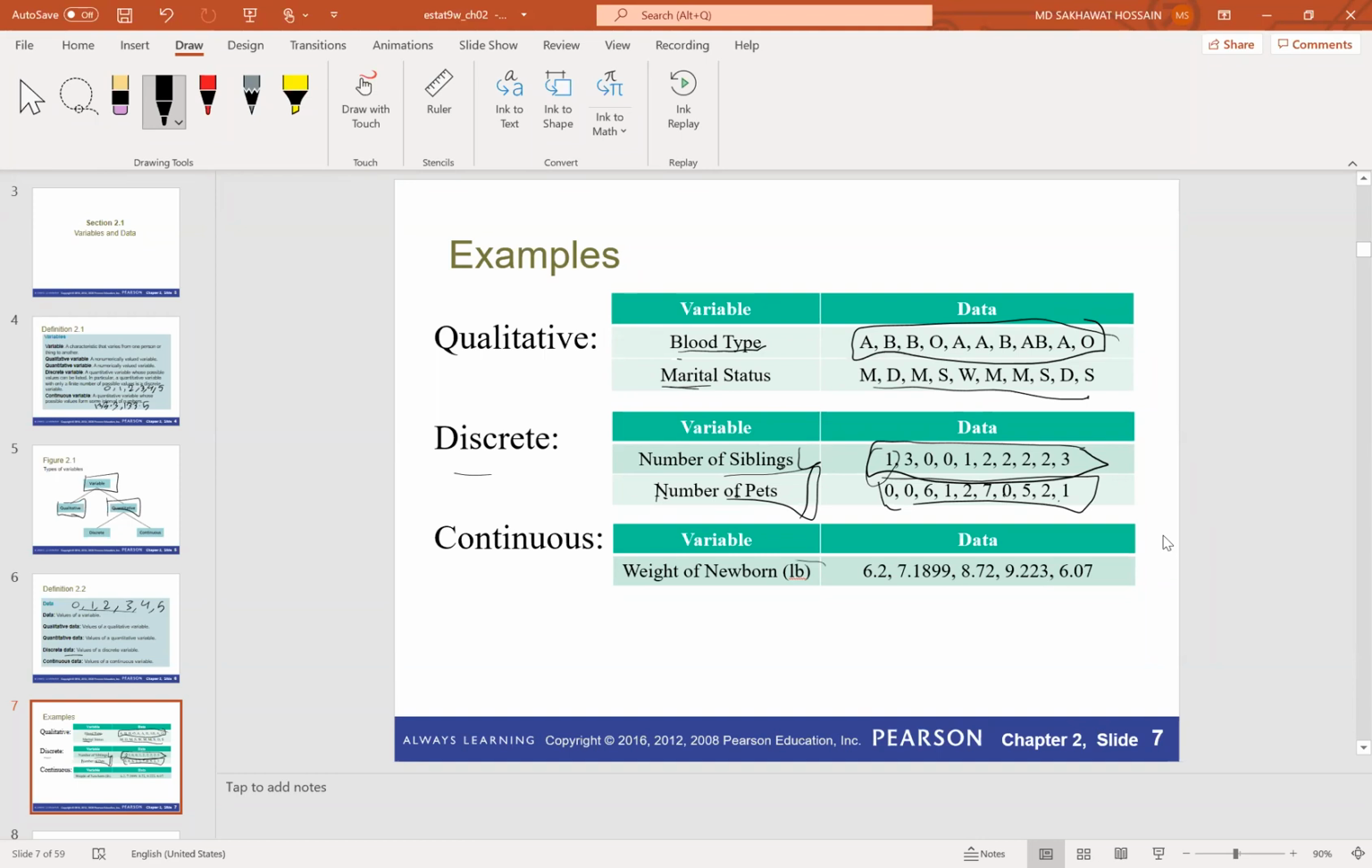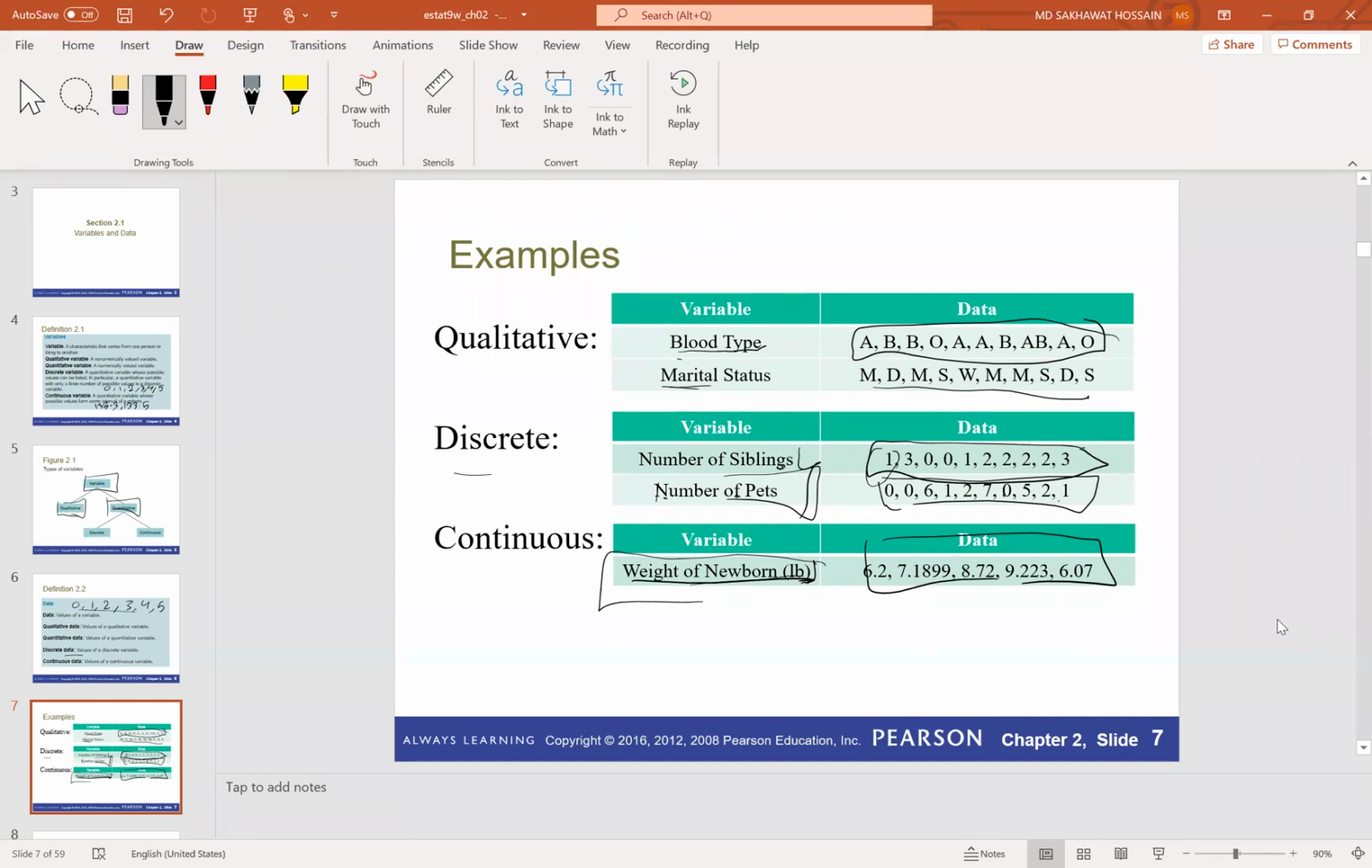And we also have an example of continuous data. The continuous variable is weight of newborn. We considered 5 newborns, and we measured the weights of the newborns. And we have 6.2, 7.1, 8.99, 8.72, 9.223, 6.07. This is the corresponding data related to this variable, weight of a newborn baby.